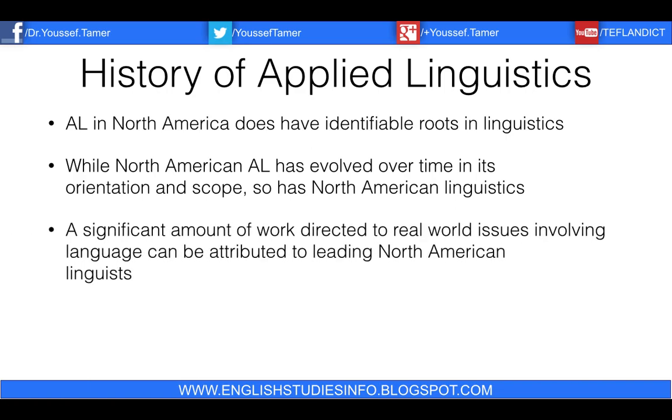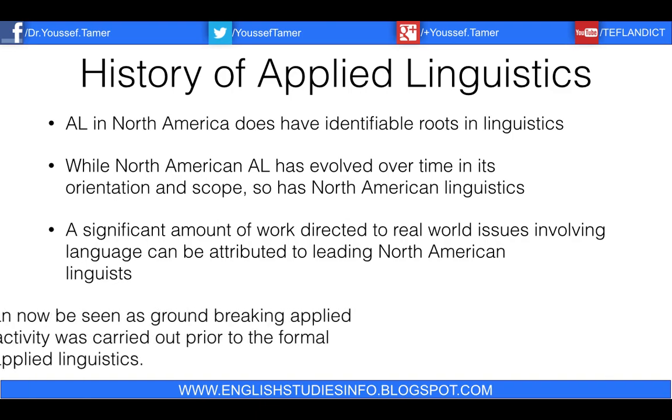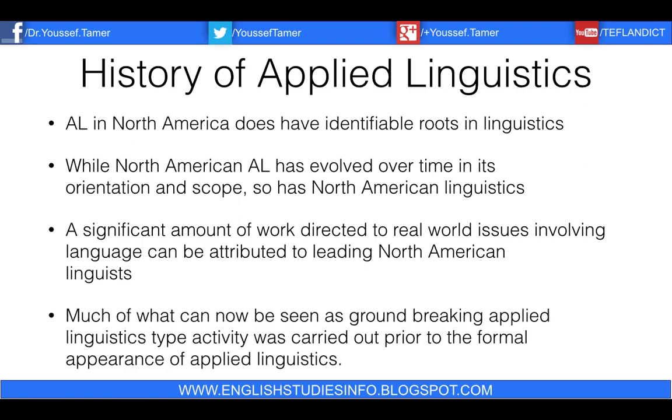A significant amount of work directed to real-world issues involving language can be attributed to leading North American linguists. So he says, let's give credit to these guys. In North America, they maybe sounded like the best. They were more involved in starting applied linguistics, in terms of the work, research, and proceedings published. Much of what can now be seen as groundbreaking applied linguistics type activity was carried out prior to the formal appearance of applied linguistics.